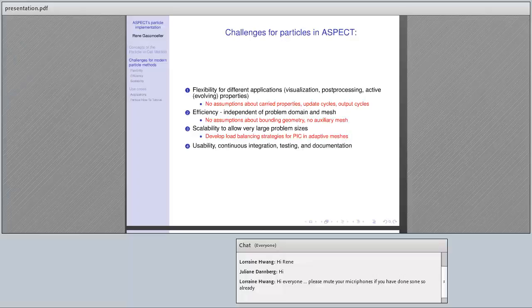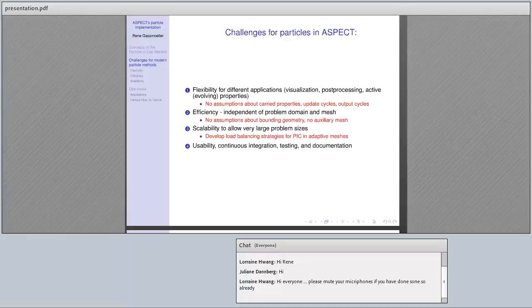Then we want to have these particles implemented in a way that allows us to scale the models to very large problem sizes, because as more and more computational power becomes available, also the model sizes tend to grow. This in particular forces us to develop load balancing strategies for the particles in adaptive meshes. Uniform meshes are usually fine because the particle and cell method is very easy to parallelize on these meshes. You usually have the same amount of computational cost for each cell. But if you have adaptive meshes with different numbers of particles per cell, it's very hard to balance this computational load efficiently.